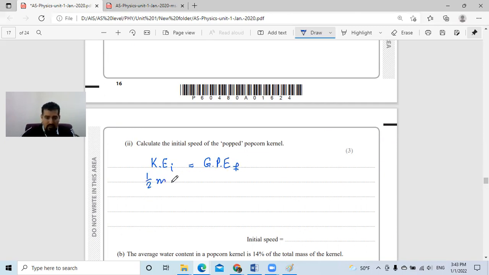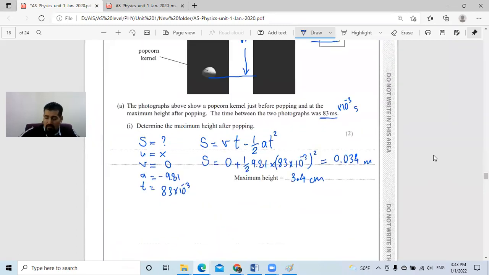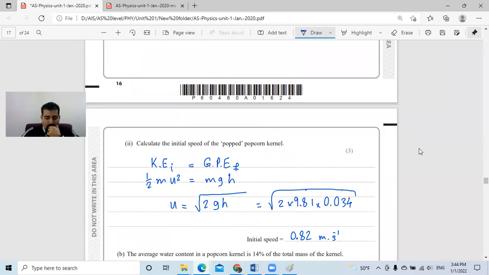So half mu squared equals mgh. The m's cancel out each other. So u equals the square root of 2gh, which is the square root of 2 times 9.81 multiplied by the height that I just found, 0.034. Using the equation here, I get the answer 0.82 meters per second. That's the initial speed as it gets out. You can also use the other equation to find the answer. It depends on you.